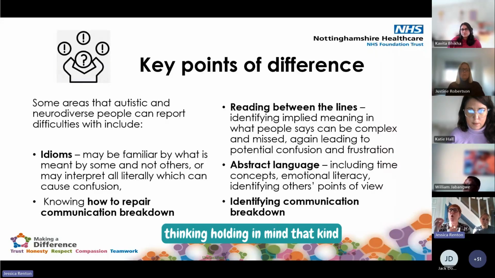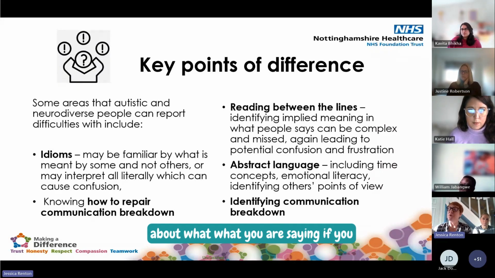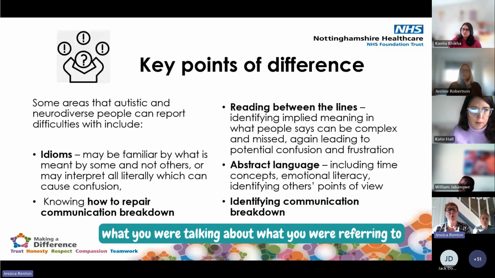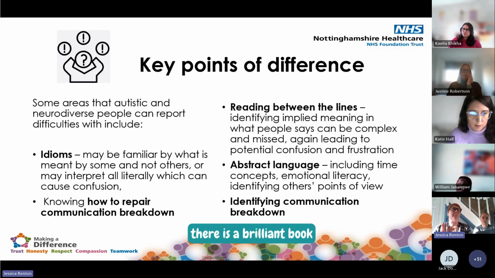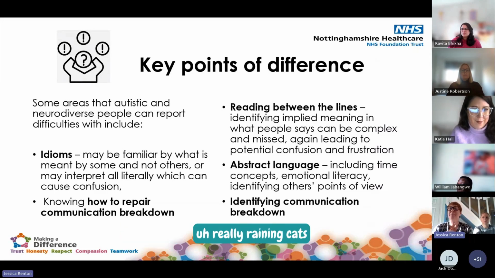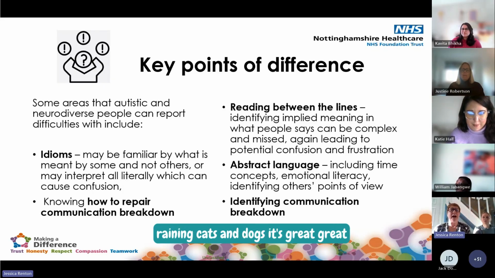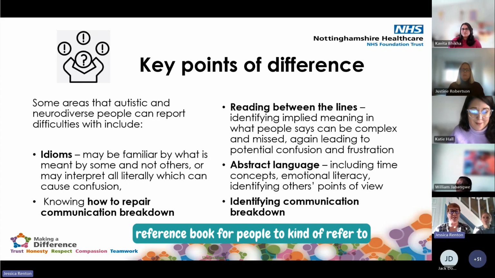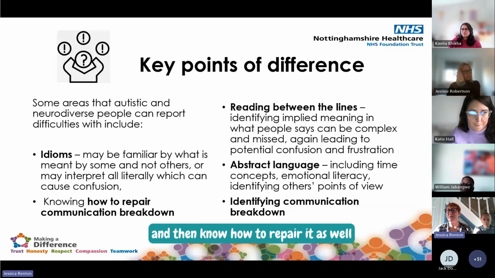So hold in mind that kind of language and be clear about what you are saying. If you are using an idiom, check in. Has the person actually understood what you were referring to? Some people can interpret them really literally. There is a brilliant book of illustrations, Kavita, you might have to help me with the guy's name, who is autistic, and he illustrates what he sees and hears when he hears common idioms. It's brilliant because you're like, oh right, okay, raining cats and dogs, he literally sees it raining cats and dogs. It's a great reference book for people to refer to. It can be really tricky to, one, identify if there's been a communication breakdown and then know how to repair it as well.